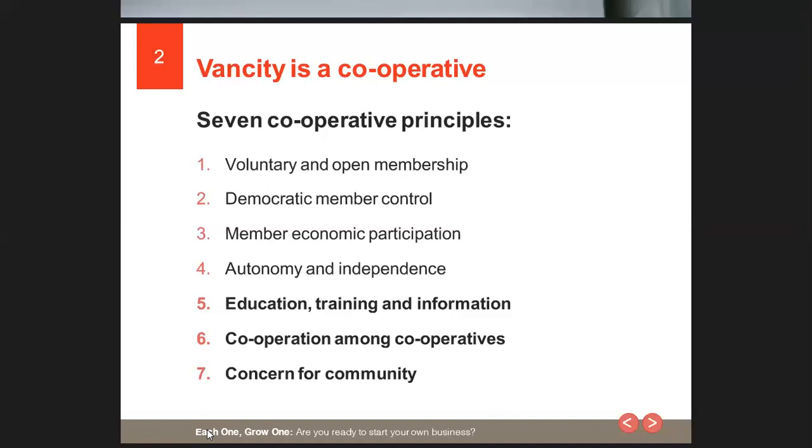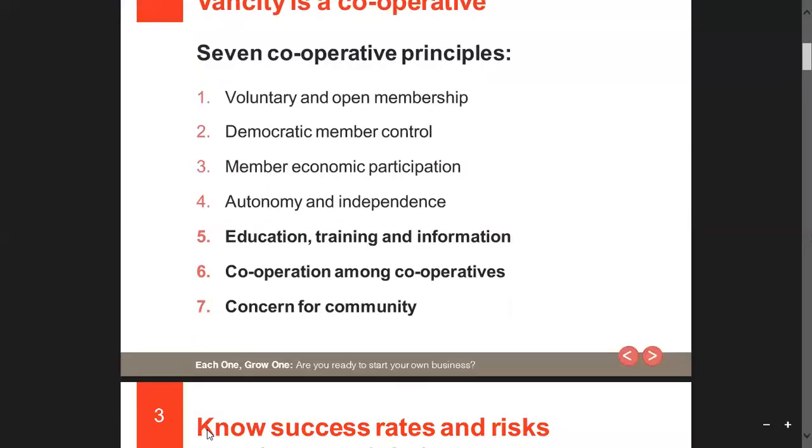Number three, member economic participation. Member economic participation here refers to the partner of your business, the person who joins with you and shares the capital. For example, you want to run a business, though you don't have enough money, you don't have enough experience and knowledge, you can cooperate with the person who has money. You should not run your own business by yourself or alone.